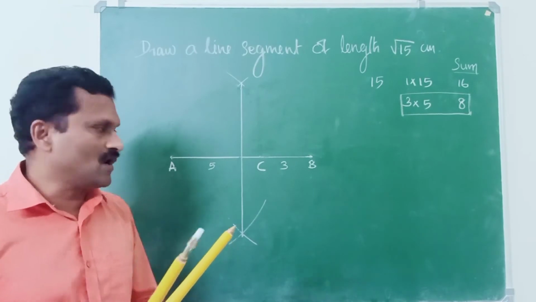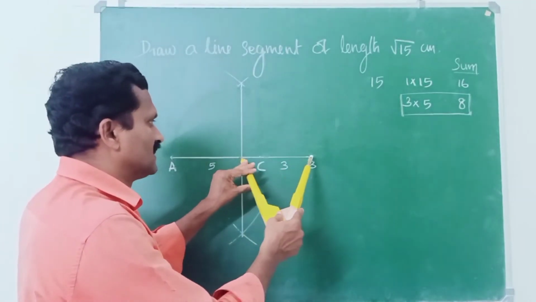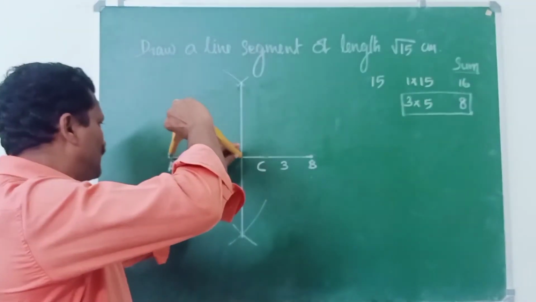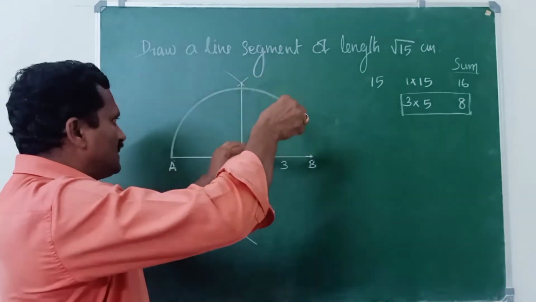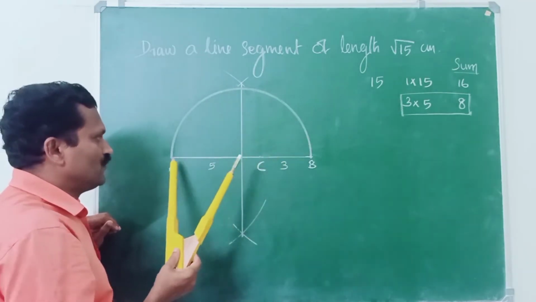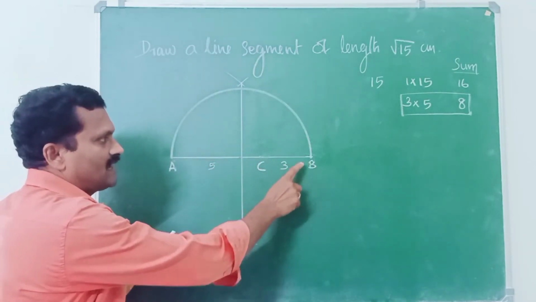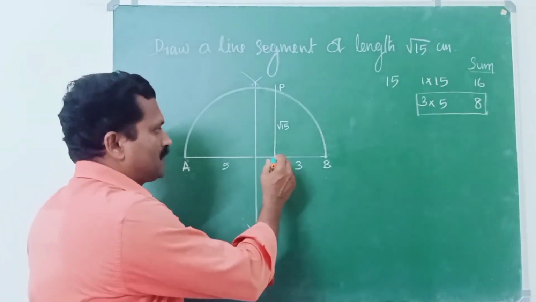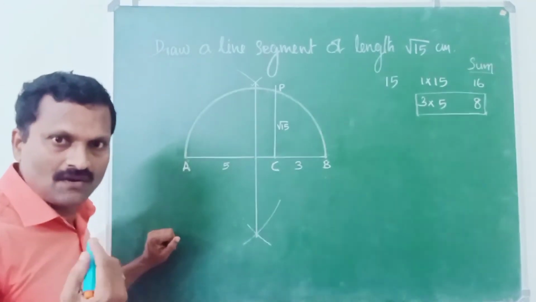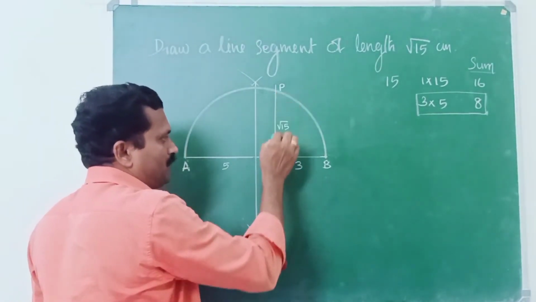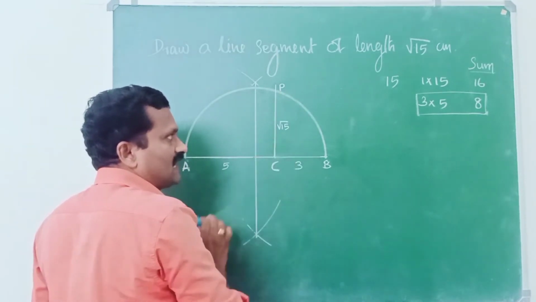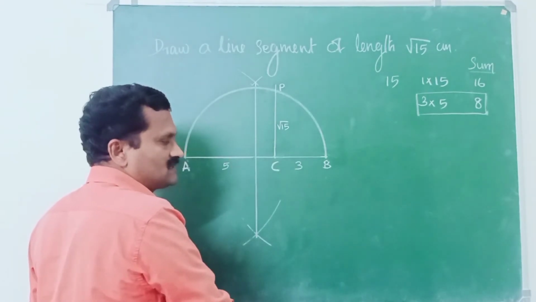Then using the compass, draw a semicircle having diameter AB. Put the compass at the midpoint, take the distance to A on the compass, and draw a semicircle which will pass through the points A and B. Draw a perpendicular to AB through C. Either using a protractor or by using a compass, draw the perpendicular CP, which is the required line segment of length root 15.